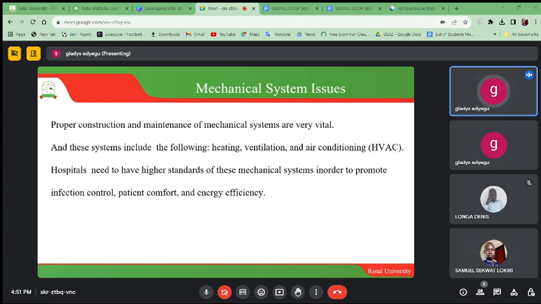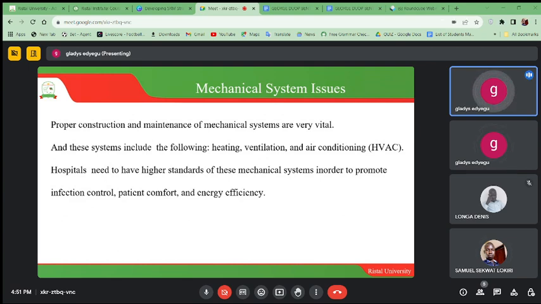So these systems also include the following: heating, and we talked about HVAC, whereby it is heating, ventilation, and air conditioning, which we actually need in our hospitals. When you don't have this, then some of the services and some of the comfort of the patients will be affected, whereby the hospitals need to have higher standards of these mechanical systems in order to promote infection control, patient comfort, and energy efficiency.